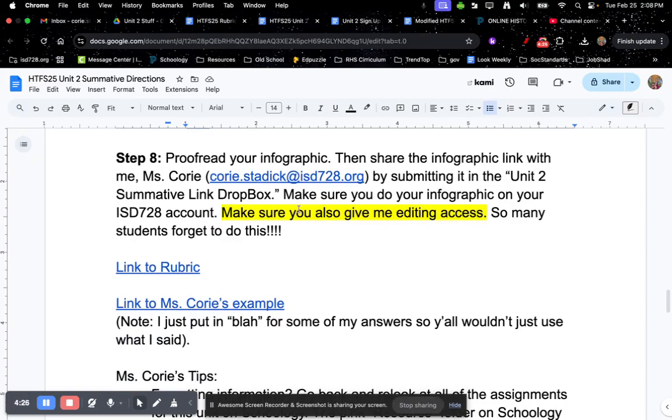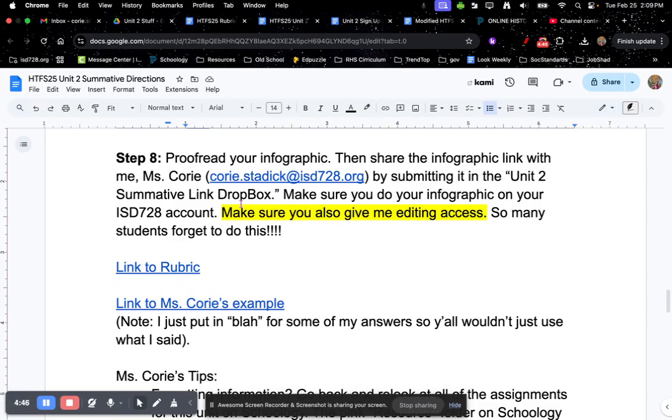Step number 8, proofread your infographic. Then share the infographic link with me, Miss Corey. Here's my email address if you don't know it. And then you will also submit the link into the Unit 2 Summative link Dropbox. Make sure you do your infographic on your ISD 728 account, and make sure you also give me editing access.